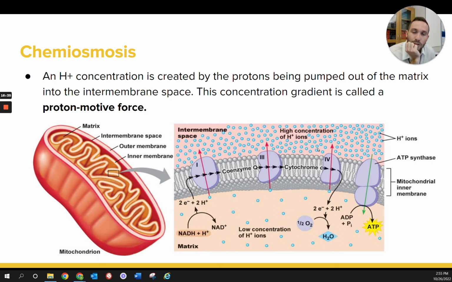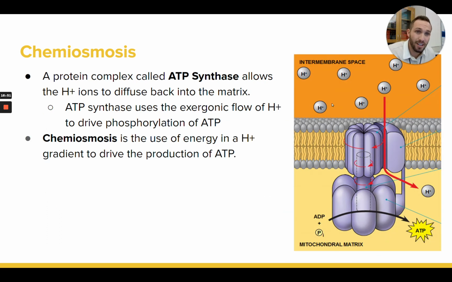It's this positively charged small little atom that is basically just a proton. A proton motive force is just this concentration gradient of hydrogen ions that really want to go somewhere else, because there's a really high concentration on one side and a really low concentration on the other. So all these hydrogen ions really want to move back into the matrix. There's a protein also on this inner membrane of the mitochondria, the same membrane where the electron transport chain is located. This protein is called ATP synthase, and it allows the hydrogen ions to go back down their concentration gradient into the matrix, from high concentration to low concentration, which is passive transport.